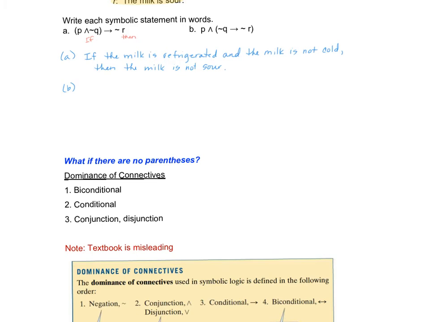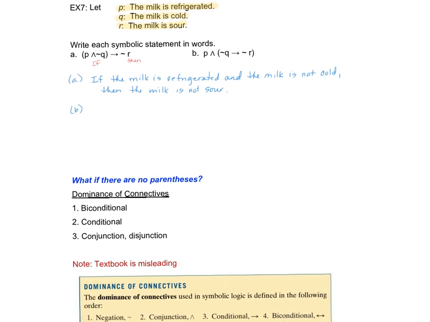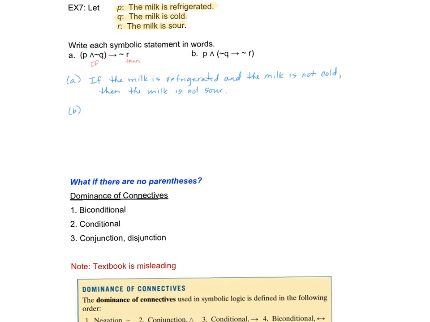In part B, P and, parentheses around the not Q, arrow not R, so that's grouped together. So P, that was the milk is refrigerated. And, but remember that the comma goes before the and in the English language. So now translating what's in the parentheses, if not Q, then not R.